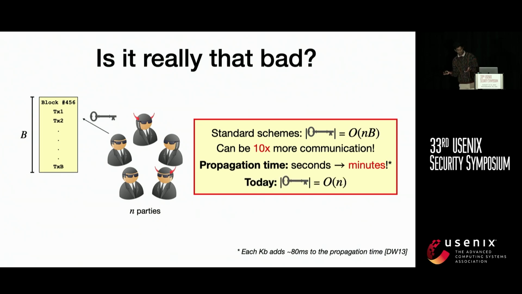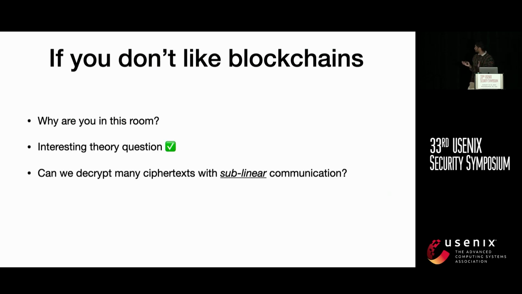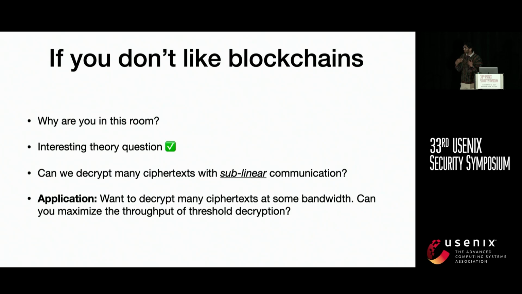So today, what we're going to do is come up with a scheme where this key material is completely independent of the block size and only depends on the number of parties. So each party just sends one constant-size message. If you don't like blockchains, why are you in this room? Okay, in a more serious sense, it's an interesting theory question, right? Can we decrypt many ciphertexts with sublinear communication? The application could be, let's say you just have a system which is receiving many ciphertexts very quickly, but unfortunately your bandwidth is low, and can you maximize the throughput of threshold decryption here, right?